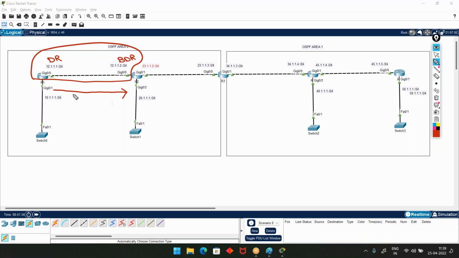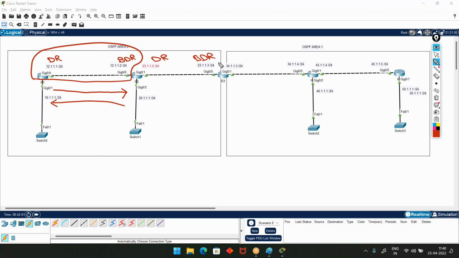R1 will exchange its database with the R2 router, and R2 will exchange its database with R1 as well. Between R2 and R3, we can see one more DR and BDR, but it's a different one. Now here also, there is one more DR and BDR.